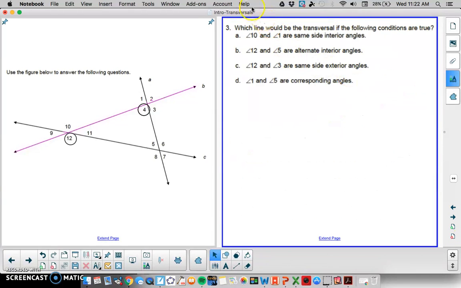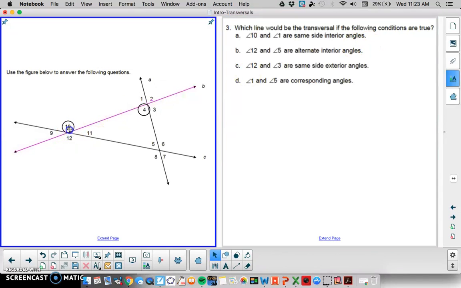Okay, next, which line would be the transversal if the following conditions are true? If 10 and 1 are same side interior angles. Okay, so 10 and 1 are same side interior. Well, they are inside lines A and C, so B would have to be our transversal.